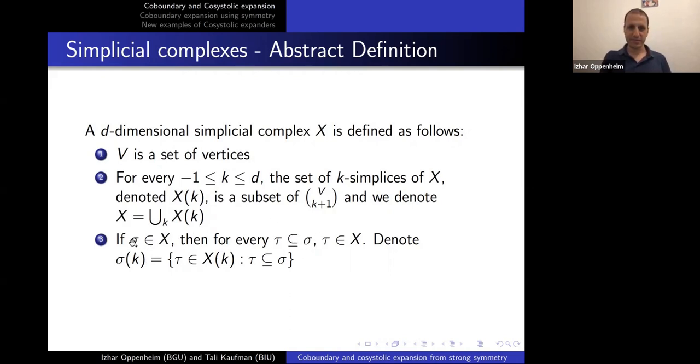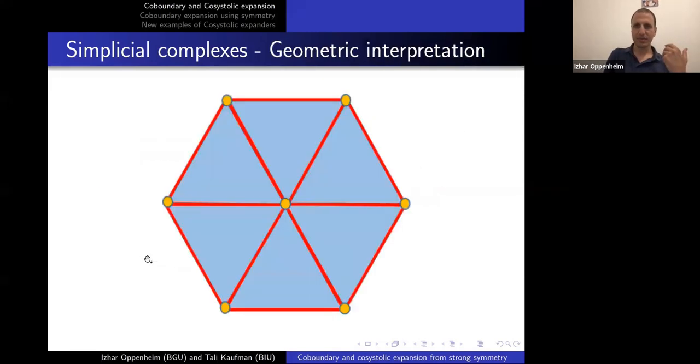then the subset is also in X. So it's also in my set system. And in that case, if sigma is a (k+1)-dimensional simplex, I can denote all its k-faces by sigma k.